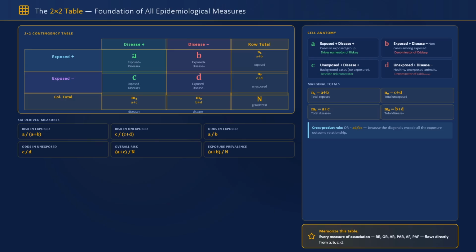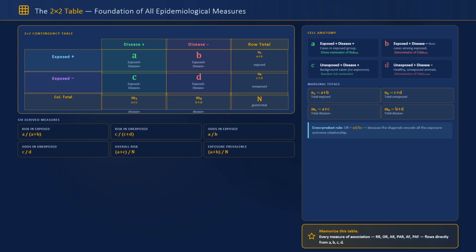If you memorize one thing today, memorize this table. Rows are exposure, columns are disease. Cell A is exposed and diseased. Cell B is exposed and not diseased. Cell C is unexposed and diseased. Those are your background cases, the ones that would have happened anyway. Cell D is unexposed and healthy.